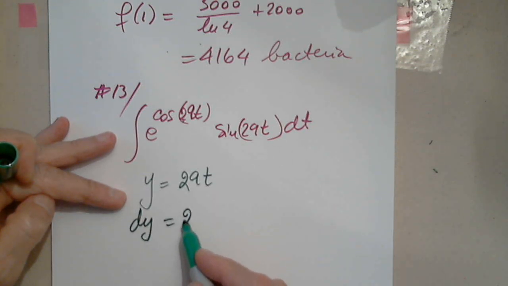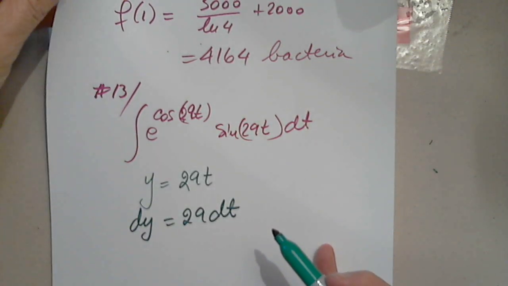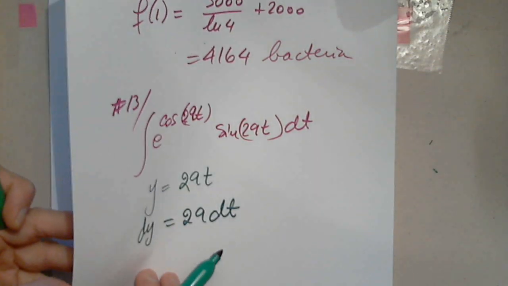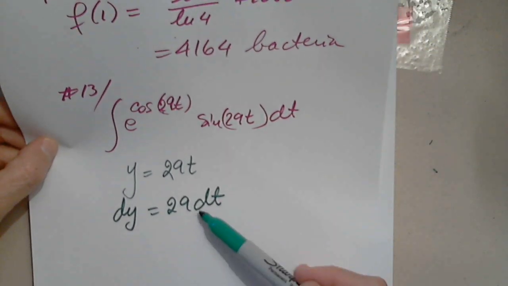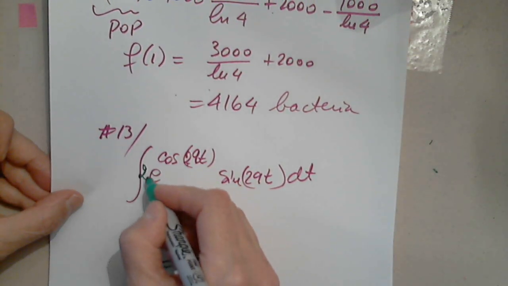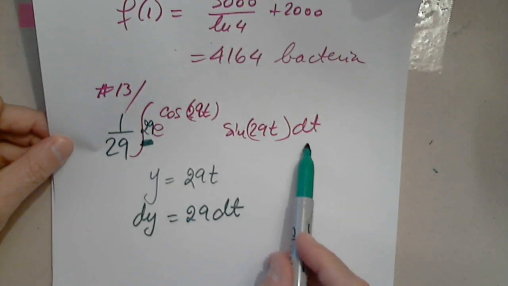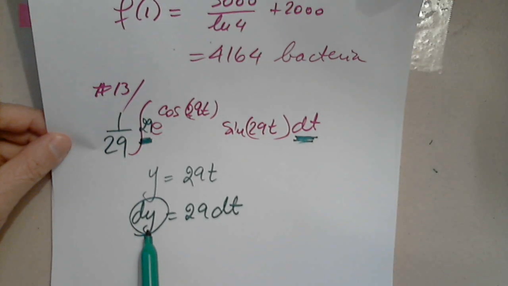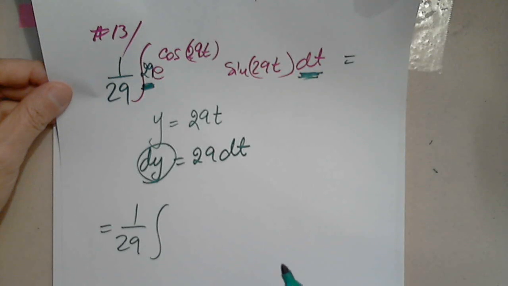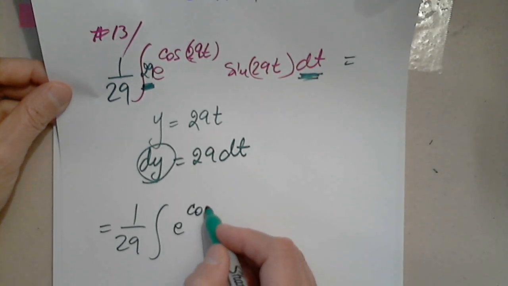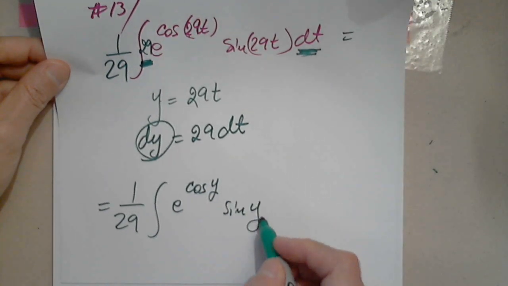dy equals 29 dt, because when I differentiate this, I get the differential of y is 29 dt. Okay, and then I know that I have dt here. I don't have 29. That's not a problem. I can multiply and divide by 29. And now this and this make up the dy. So I have 1 over 29, the integral from e to cosine y times sine y times dy.